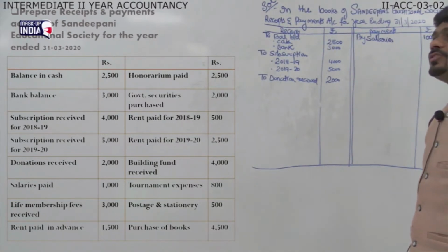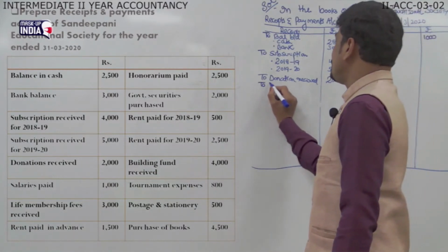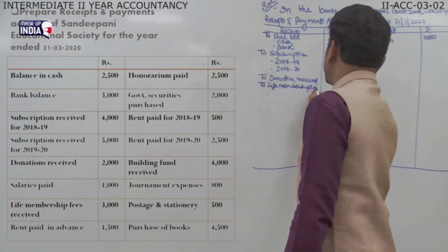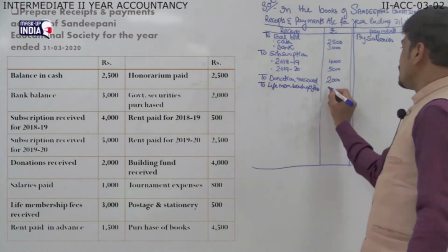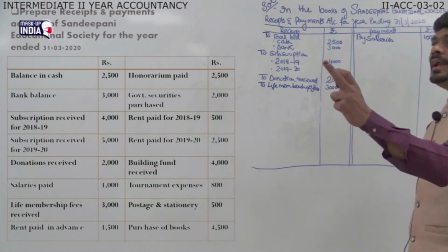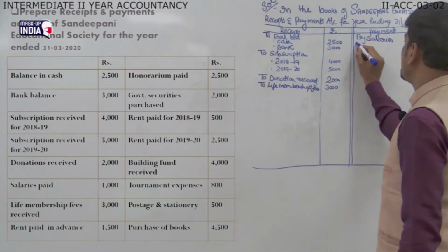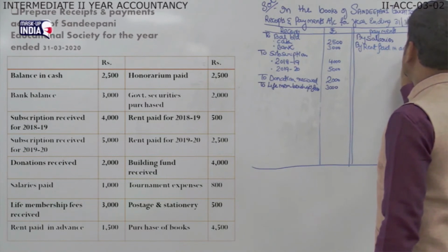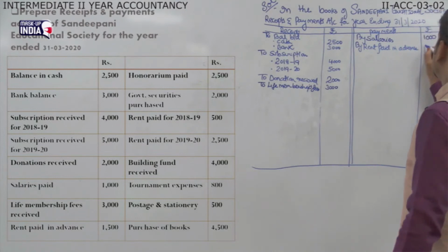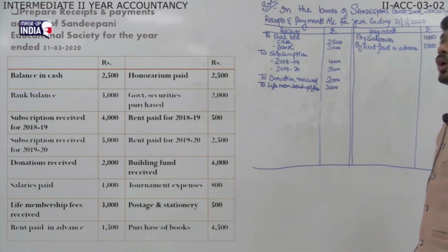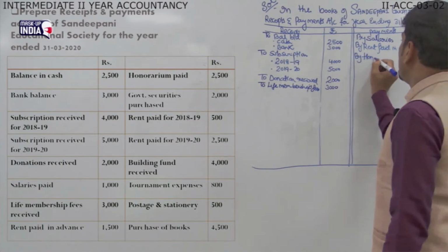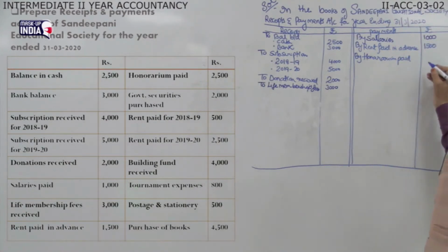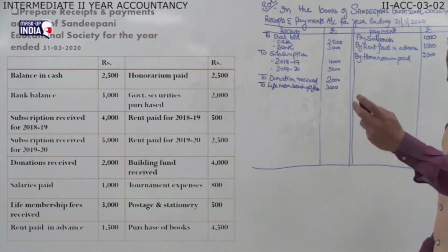Followed by life membership fee received. Again, life membership fee is a receipt. Whether they say or not received, but it is always a receipt. So to life membership fees amounted 3,000. Then rent paid in advance. Paid is payment. So by rent paid in advance, we paid rent of advance. How much? 1,500. Then honorarium paid. So by honorarium, we paid. Honorarium paid amounted how much? Honorarium was 2,500.